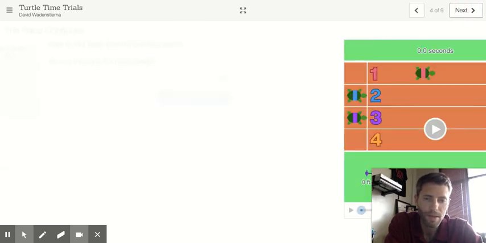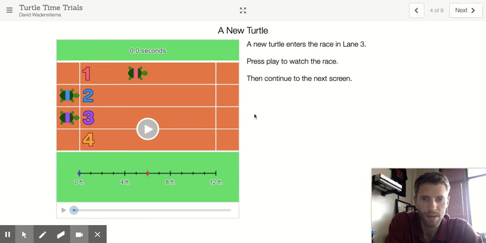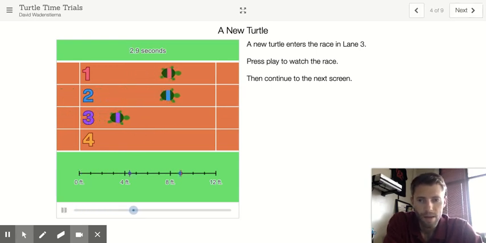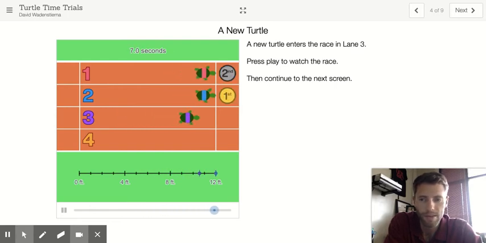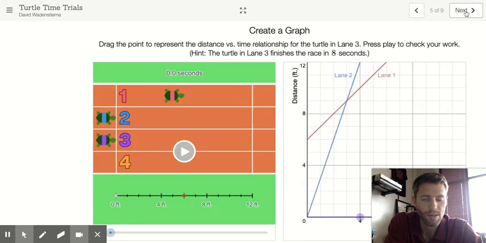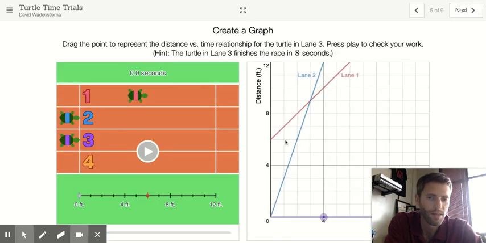All right. Let's skip ahead a little bit. Now there's a third turtle. Same kind of thing going on here. So interesting. Turtle 1 starts ahead. Turtle 2 moves quickly ahead of turtle 1, and then turtle 3 finishes last. So you're going to do a similar exercise here. Look at these lines.